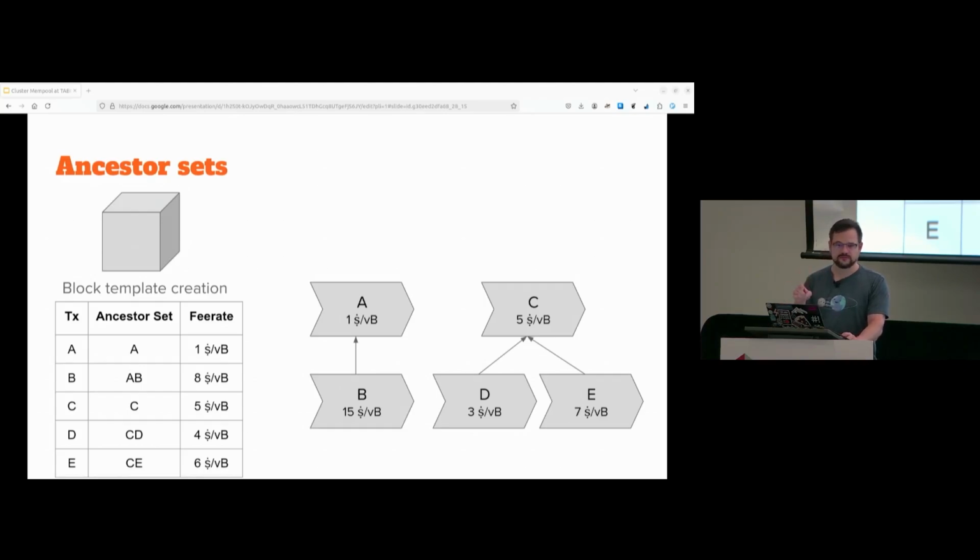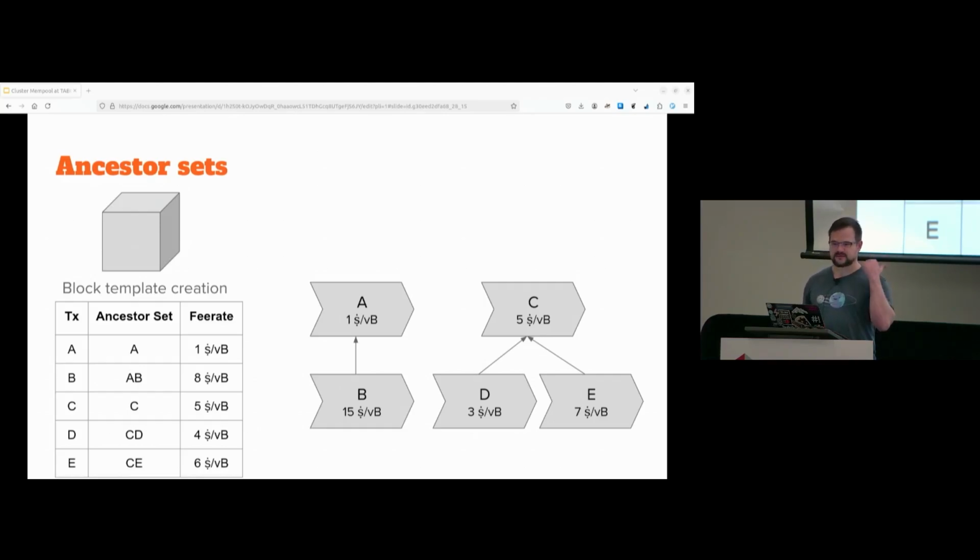The problem is after you pick C and E into the block, you have to recalculate all of their descendants' fee rates because now the set of ancestors that they were calculated with has changed, right? So while we're building a block template, every time we pick any transactions with descendants into the block, we have to recalculate all of their ancestor set fee rates. That's kind of a drag. A, because we don't know what fee rate they'll eventually be picked into the block, and B, because we don't know what fee rate they'll eventually have, and we have to do that extra computation. Okay.